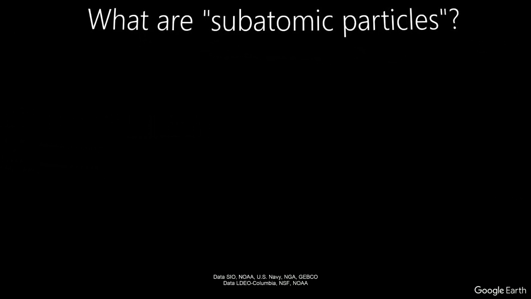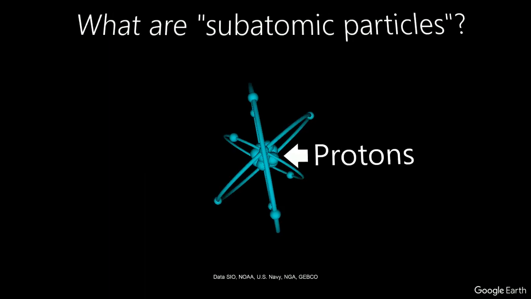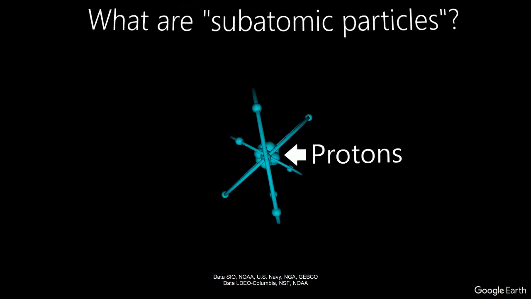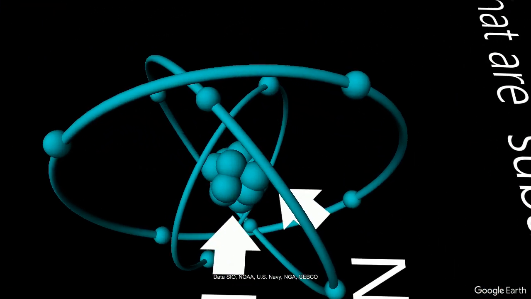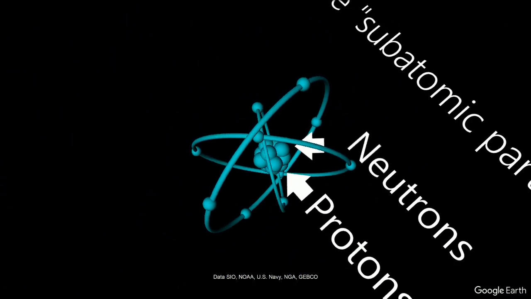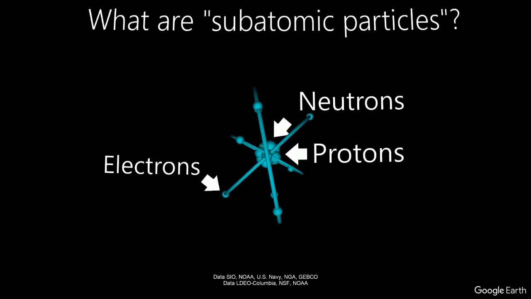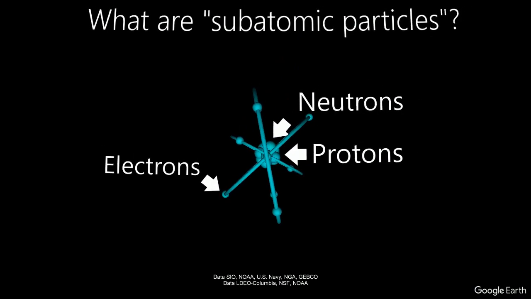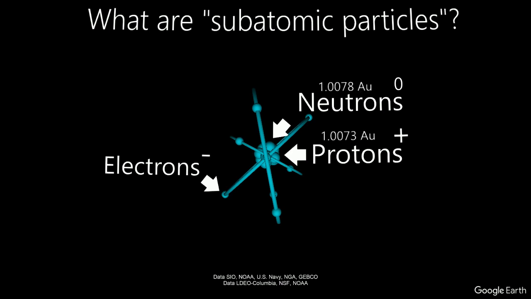Well, let's pull up a 3D model of a basic atom. The three subatomic particles are the proton, which is in the nucleus, the neutron, which is also in the nucleus, with an equal number of neutrons and protons, and electrons, which orbit around the nucleus. The charges of these subatomic particles are positive, 0, and negative, respectively, with neutrons and protons having a very similar mass, and electrons having almost no mass.